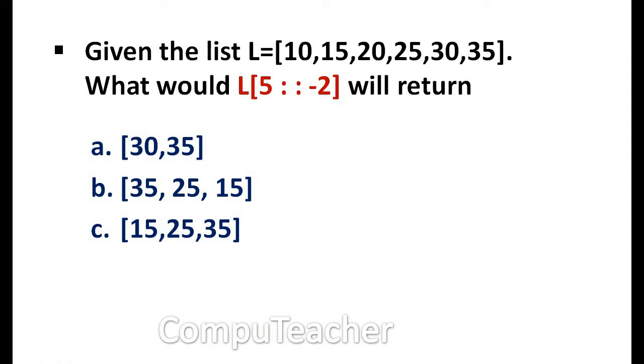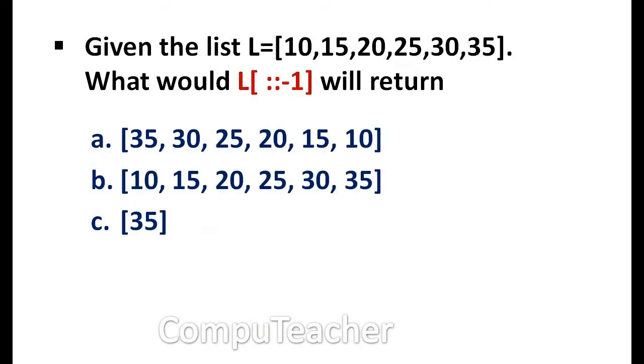So starting from index 5, 0, 1, 2, 3, 4, 5, that is 35, from the last element onwards, skip by 2. First value is 35, then skip by 2, that is 25 backward, then again skip by 2, 15, then stop. So the answer is 35, 25, 15.